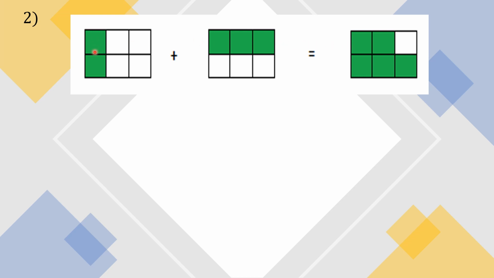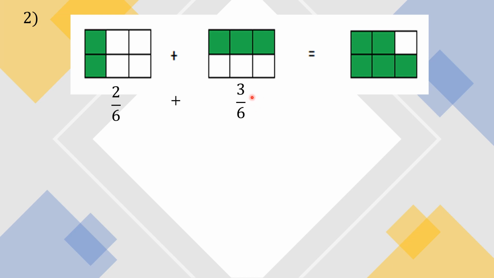If you're going to add the shaded parts, then you can get the answer of 5. 1, 2, 3, 4, 5. And how to write this one in a fraction? Let's do first number 1. There is 2/6. Why 2/6? Because out of 6 equal parts, you can see 2 shaded parts. Then you're going to write plus.